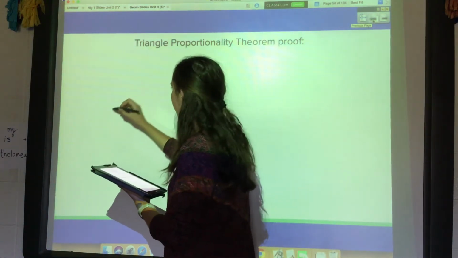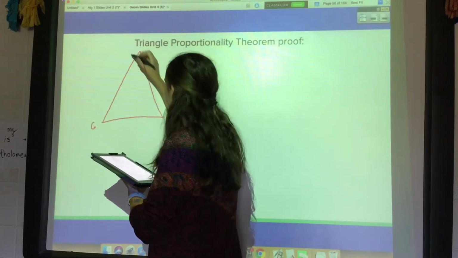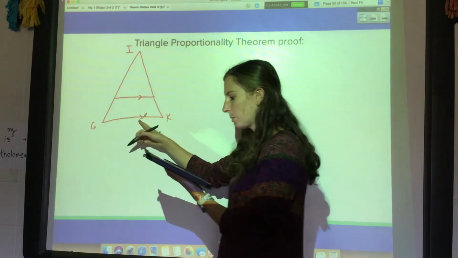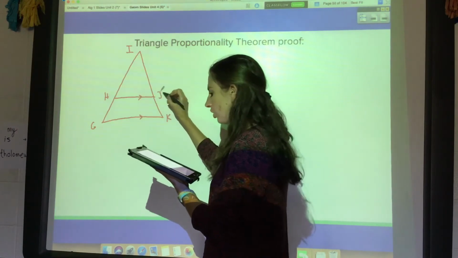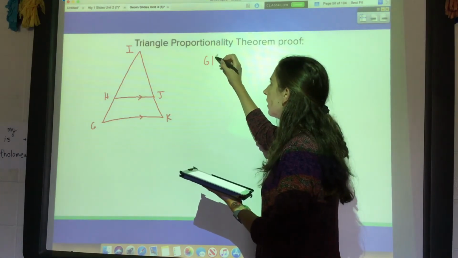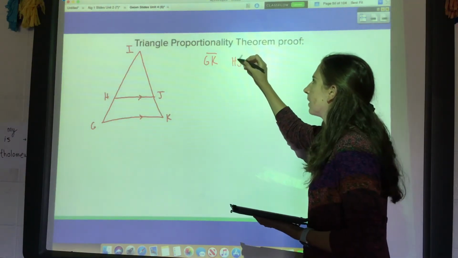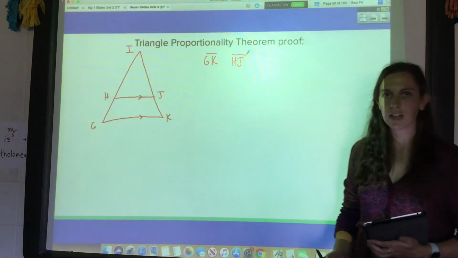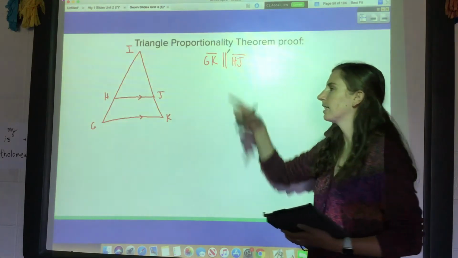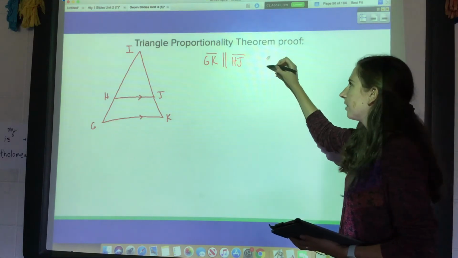Let's start off with a triangle. I'm going to call this triangle GKI, and I'm going to cut across it with a parallel line. I'm going to draw the arrows so that it's parallel, and we've got H, and we've got J. What I'm starting off with is the fact that segment GK is parallel to HJ. By the way, there's a symbol for is parallel to. It's literally two parallel lines. Those two parallel lines there mean is parallel. So this is parallel to this. That is given. I'm starting with that.